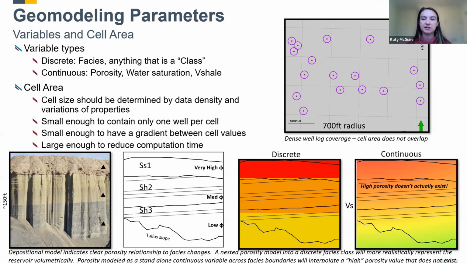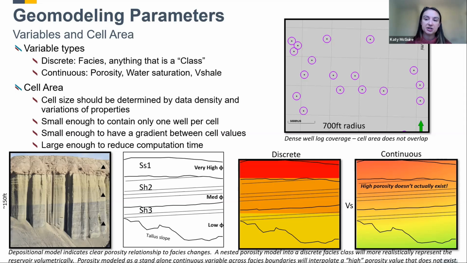Discrete variables are facies classes or properties that can't be interpolated into smaller units. I think of it like a stair step. There's nothing in between your stairs. You jump from one level to another. Colors, species, classifications are all discrete variables.